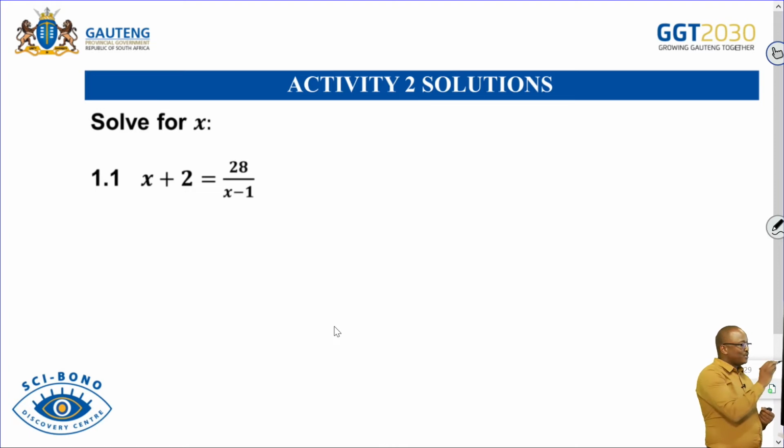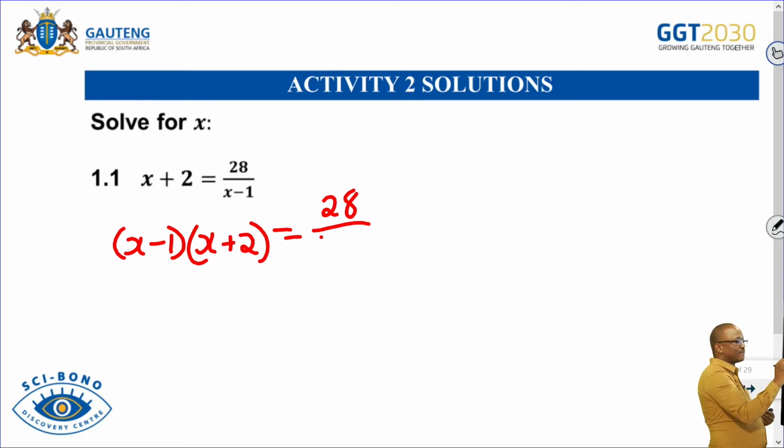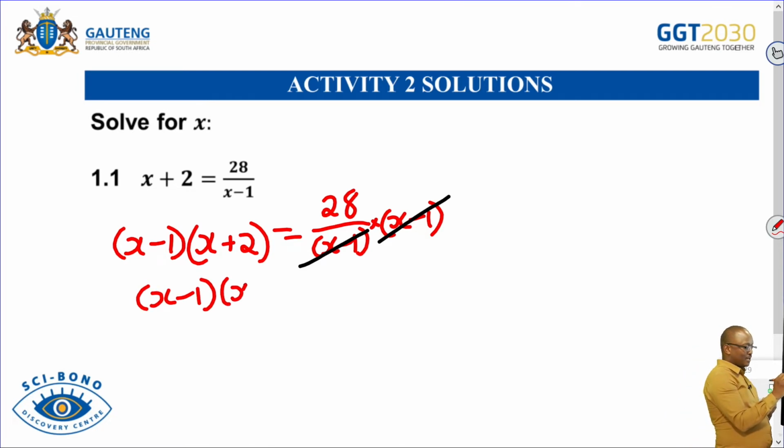Remember, they said we have to multiply both sides by our denominator. And what is our denominator? Our denominator is x minus 1. So that's what I'm doing there. x minus 1 multiplied by x minus 1. Then, as you multiply by x minus 1, x minus 1 will get rid of each other. Then this side, we have our 2 factors. So we can simply write it as x minus 1 times x plus 2 is equal to 28.